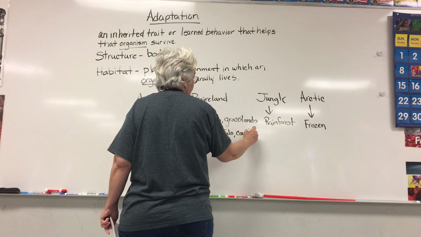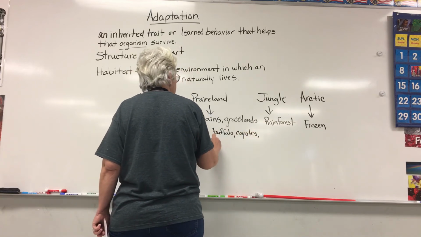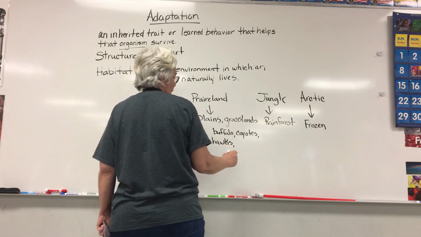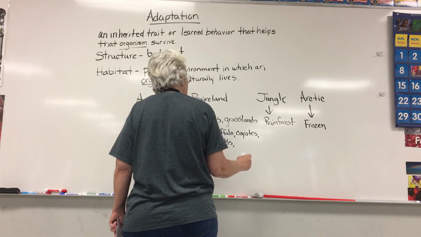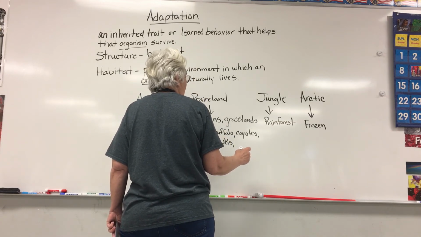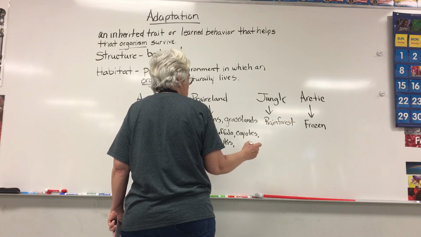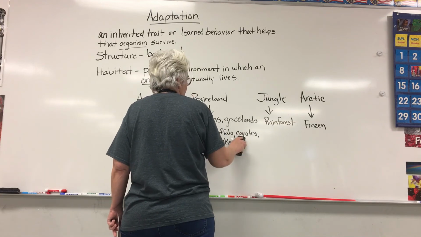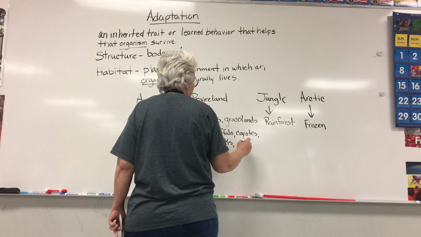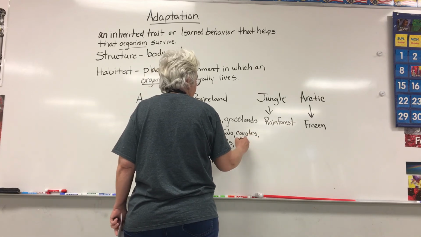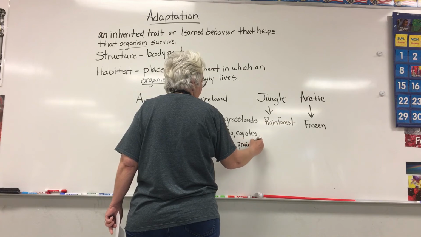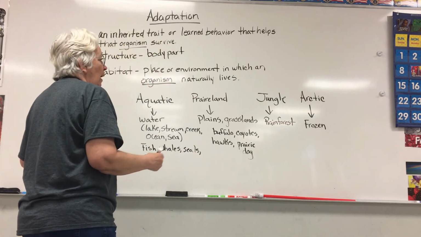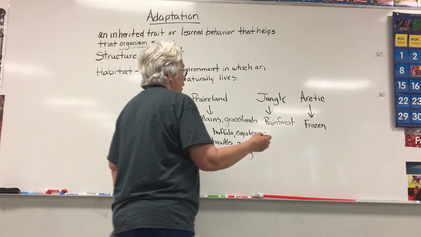Prairie land, you're going to get things like buffalo, coyotes, hawks. What else? Give me one more. A plant that lives out there. Trees. I'm trying to think of one. Can't think of one. Buffalo, coyote. How about prairie dogs? It's got the name prairie in it. A prairie dog is related to the beaver. It's also a rodent.